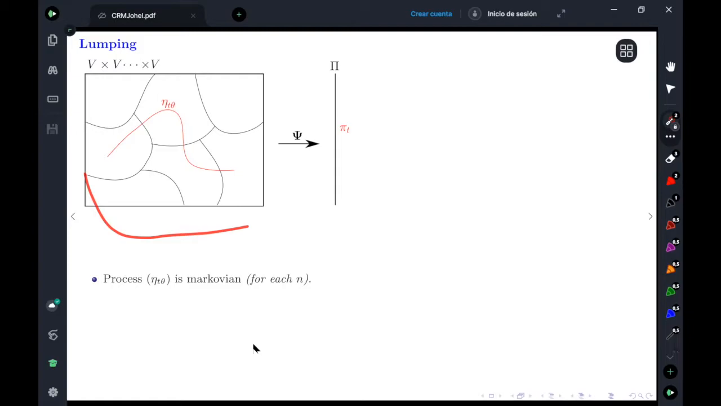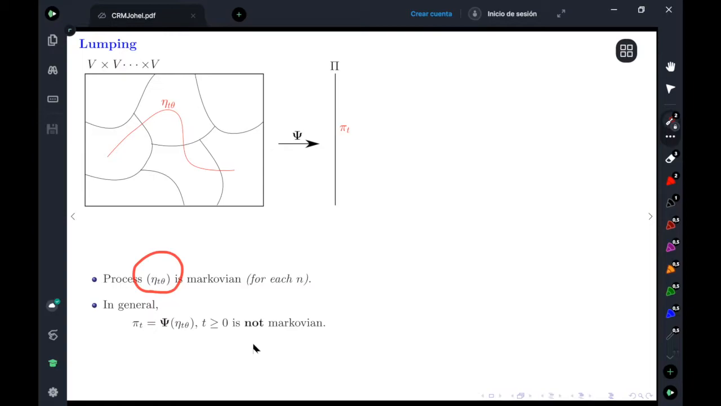This would define dynamics on these, and in general, this new dynamics, this projection, is not Markovian. Just for very special cases, this projection will be Markovian. When the projection of a Markov process is still Markovian, we say that this process is lumpable.